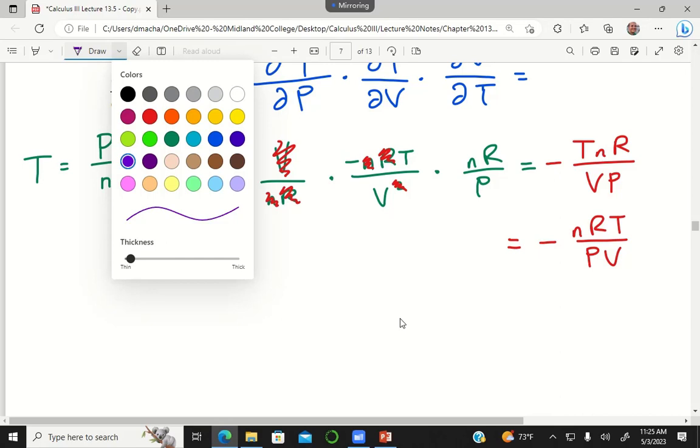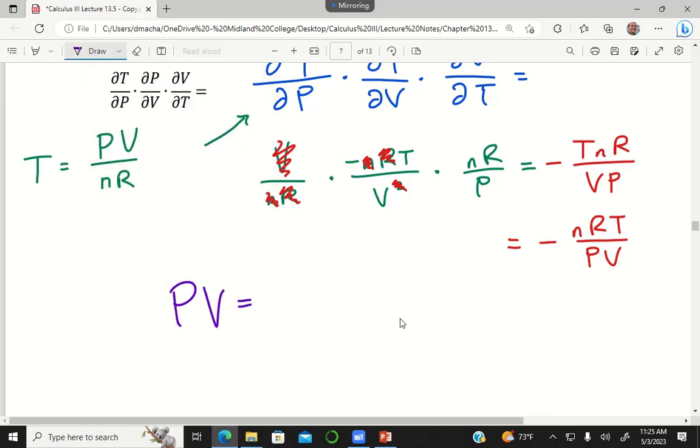And again, what my ideal gas law was saying before is that PV is equal to nRT. If I divide both sides of this equation by PV, I would get 1 is equal to nRT over PV. So that means the answer to that multiplication of that sequence of partial derivatives is actually not 1, but negative 1.